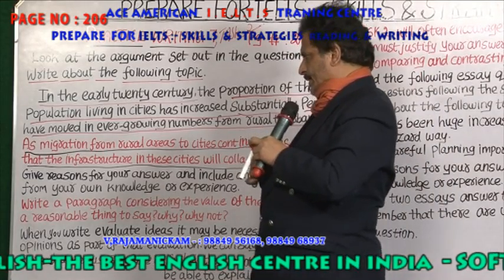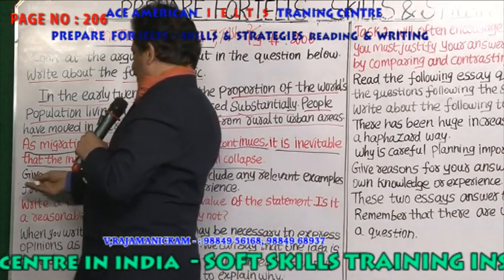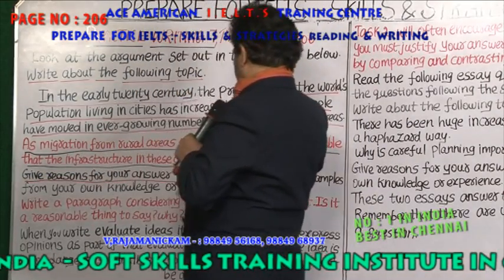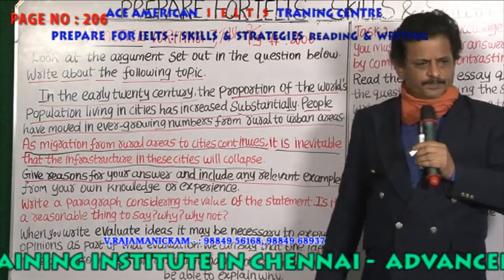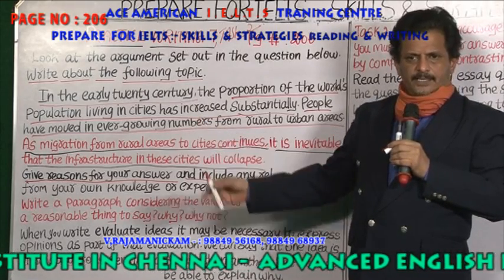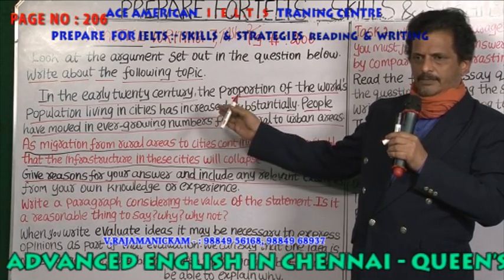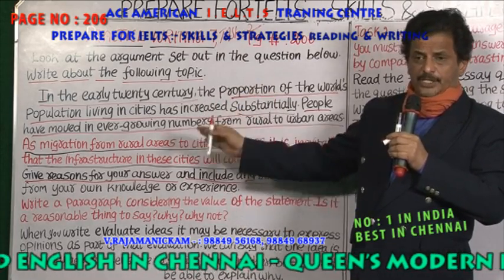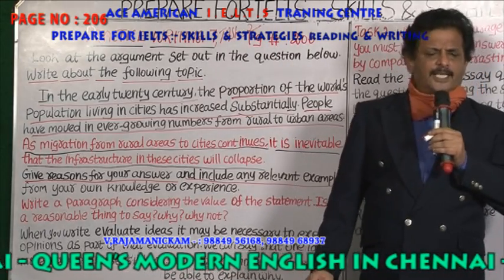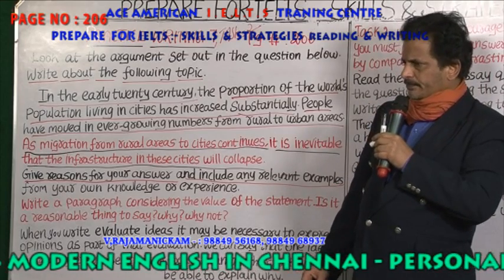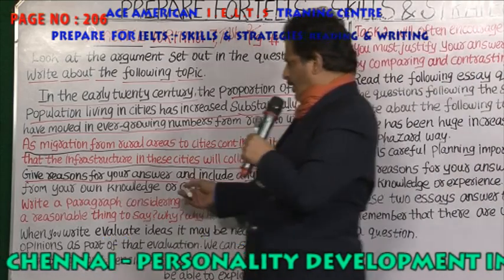So what do you have to do here? Give reasons for your answer and include any relevant example. If you agree with this argument, then you have to give reasons. If you don't agree with this argument, you have to give reasons and include any relevant examples. You can take the example of New York, or Delhi, Mumbai, or Chennai. You can state the examples from your own knowledge and experience.